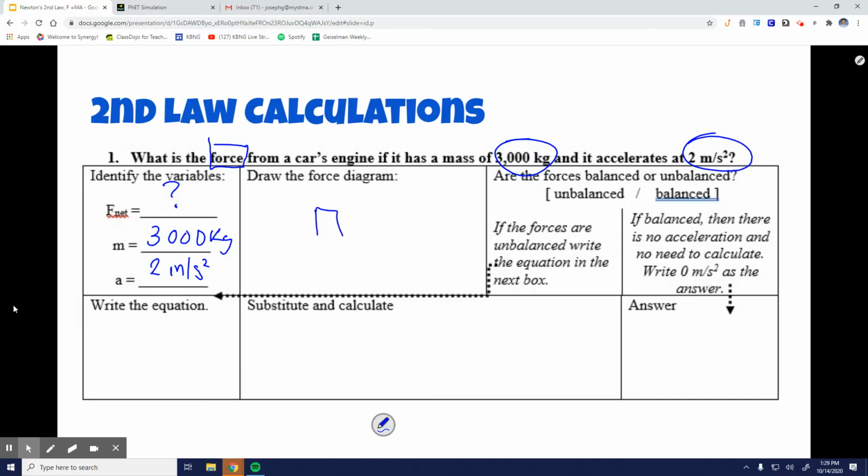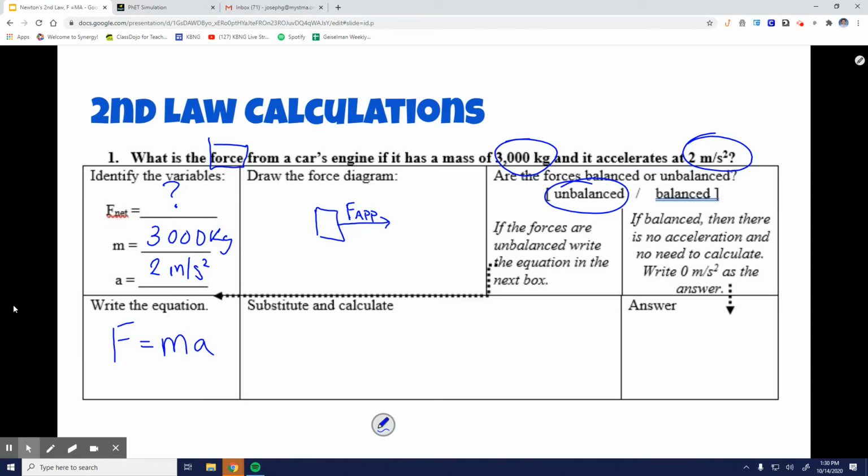If I was going to draw this as a force diagram, the force applied by the engine is in one direction. There is no balancing force in this equation. It tells us there is no force acting opposite of it. So it is an unbalanced equation. And now we have force equals mass times acceleration. We can find our new force.